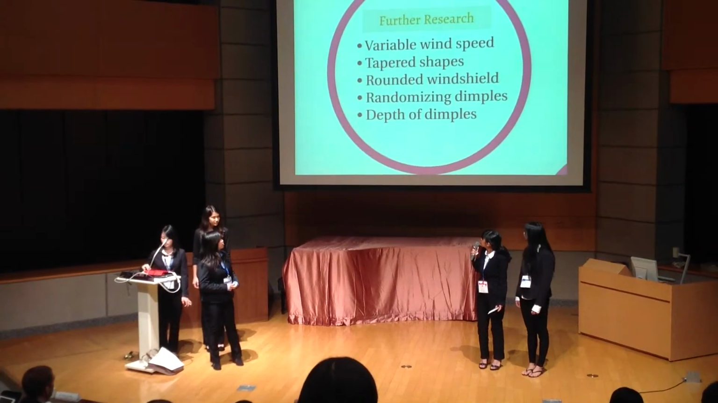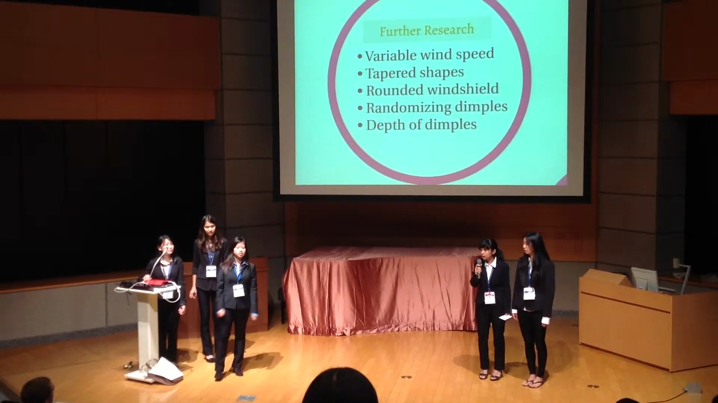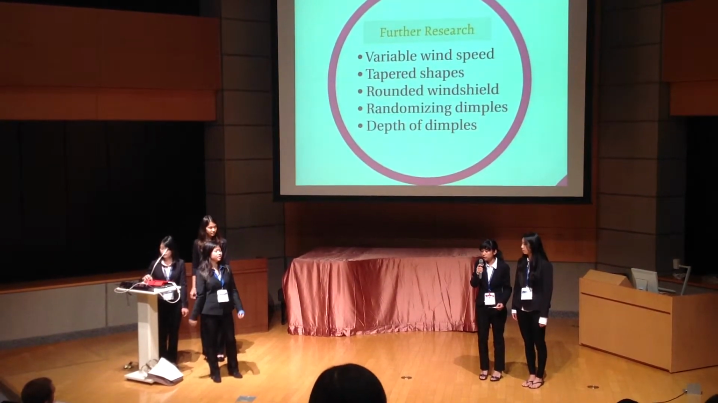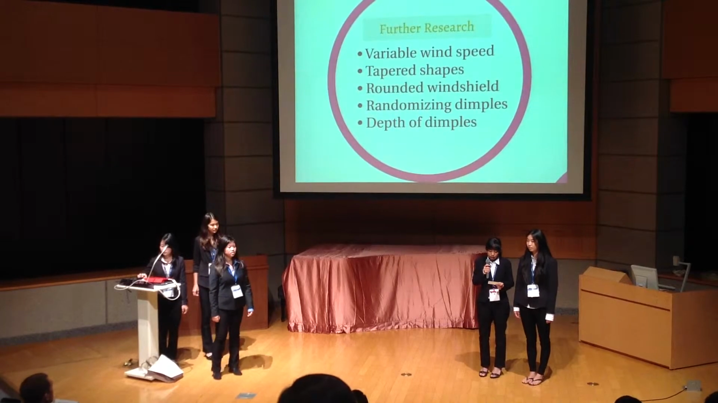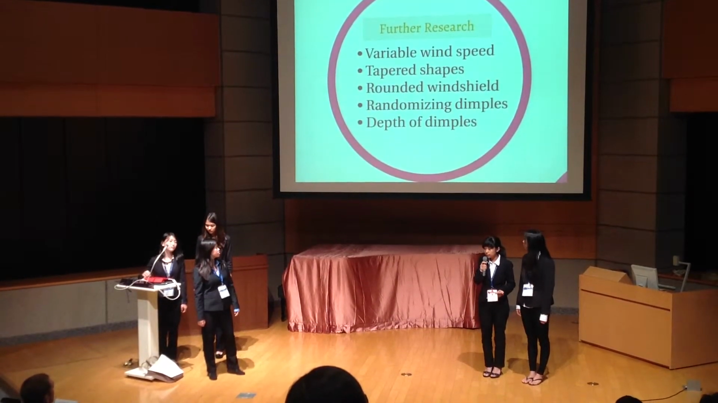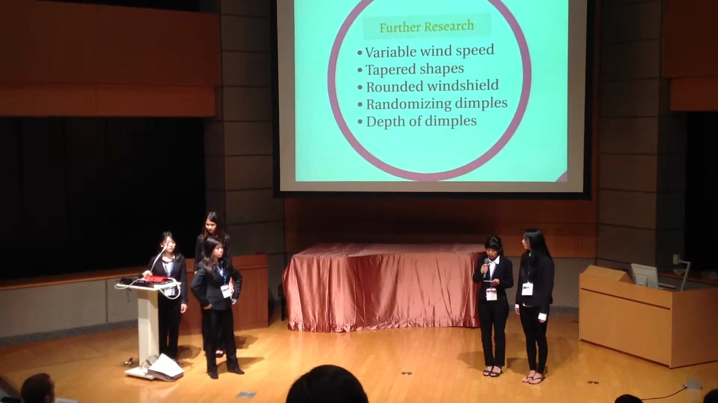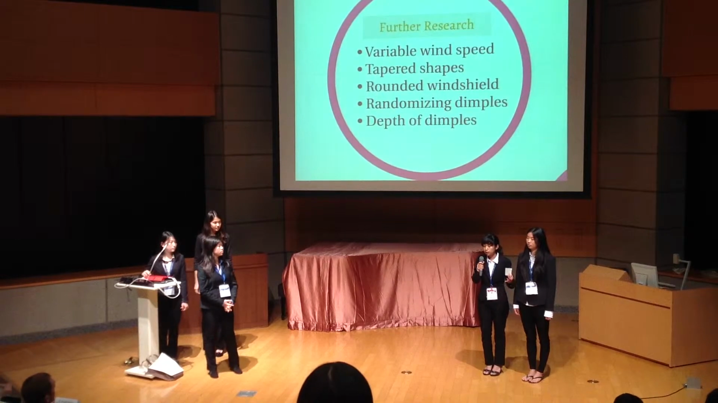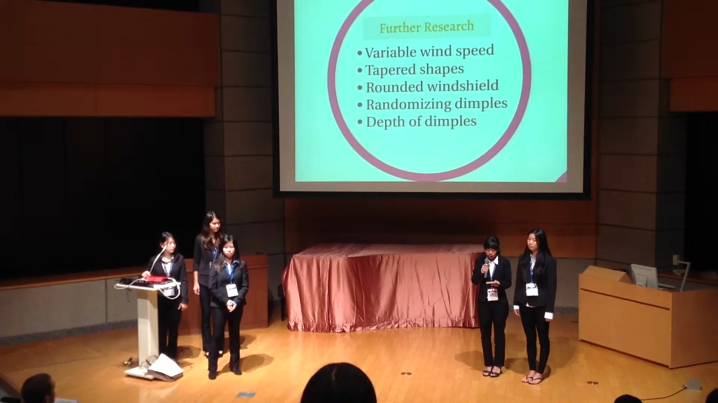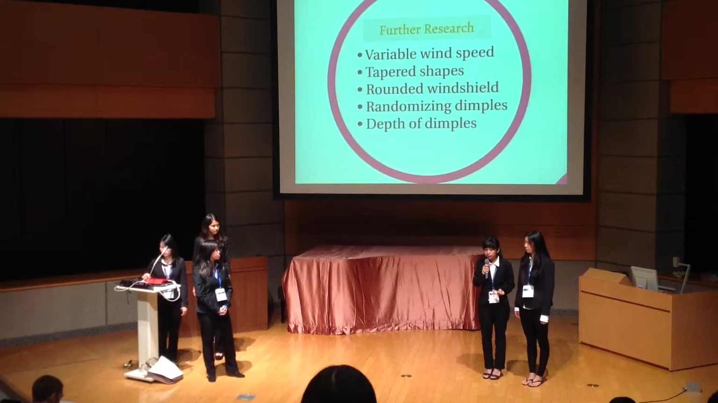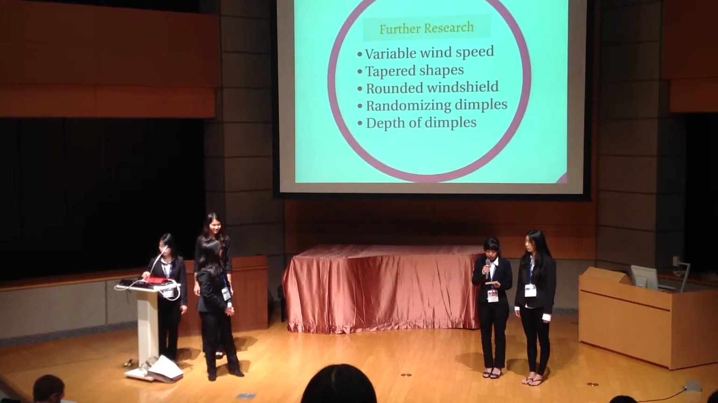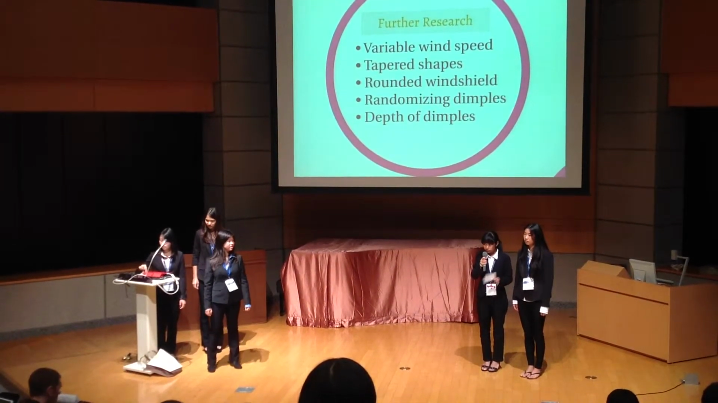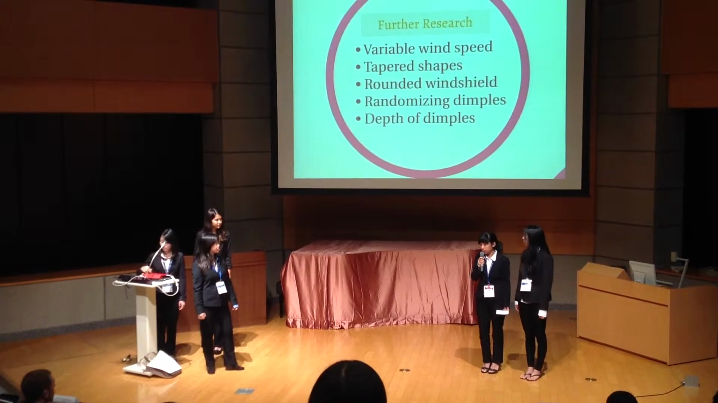So for further research ideas, we want to look at variable wind speeds so that we can produce the lowest Reynolds number inside the wind tunnel, and also to help with the scaling of our experiment. Perhaps using a tapered sheet of the object and maybe using a round windshield, because if we want to apply this to windshields, windshields are much rounder. We might want to try randomizing the dimples instead of an exact shape and then changing the depth of the dimples themselves.